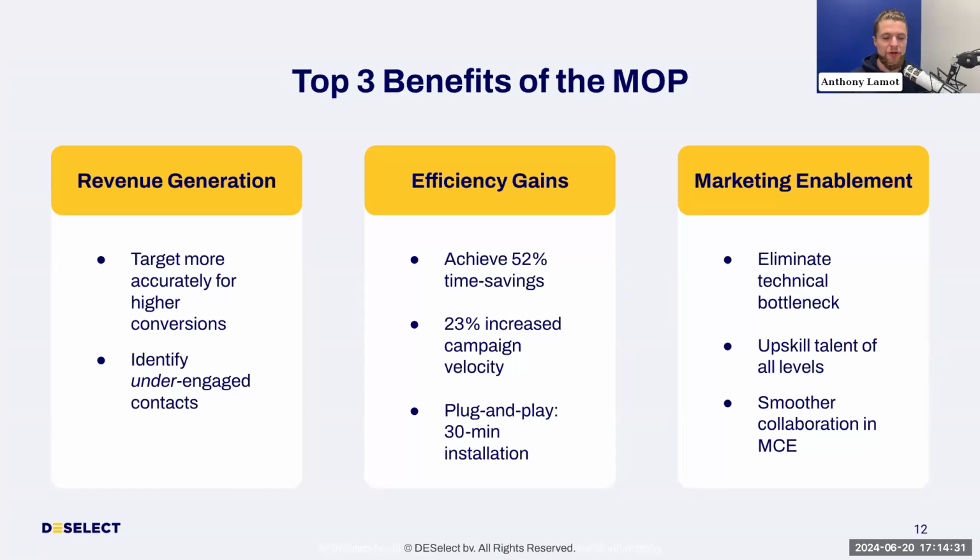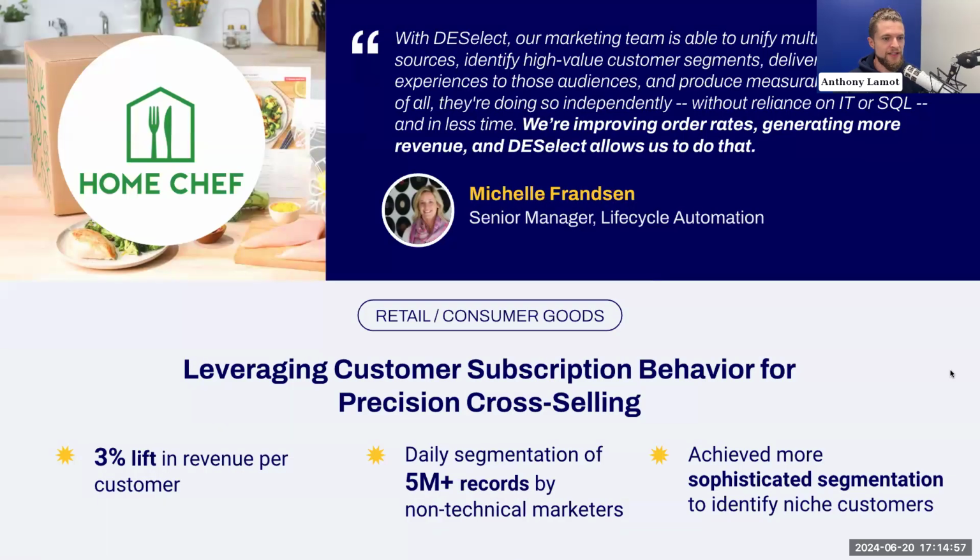And then lastly, a smoother collaboration within Marketing Cloud engagement itself. Marketing Cloud engagement, while a very performant platform that can deliver at incredible scale, it can still be a daunting, somewhat technical platform. Our applications have enabled many non-technical users to make easier use of the platform, so to get more out of your Marketing Cloud investment that way. So those are some of the benefits of the MOP. Here's an example of a customer that has got some tremendous success with our platform. This is Home Chef, a well-known food delivery service.